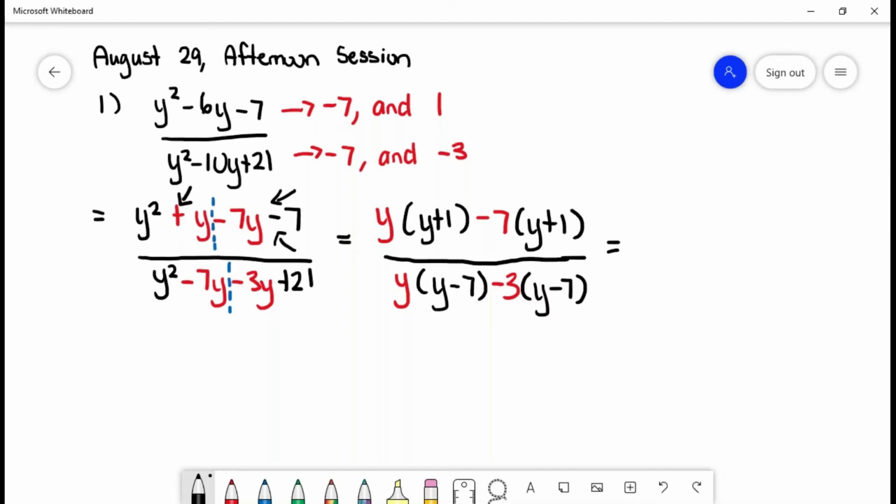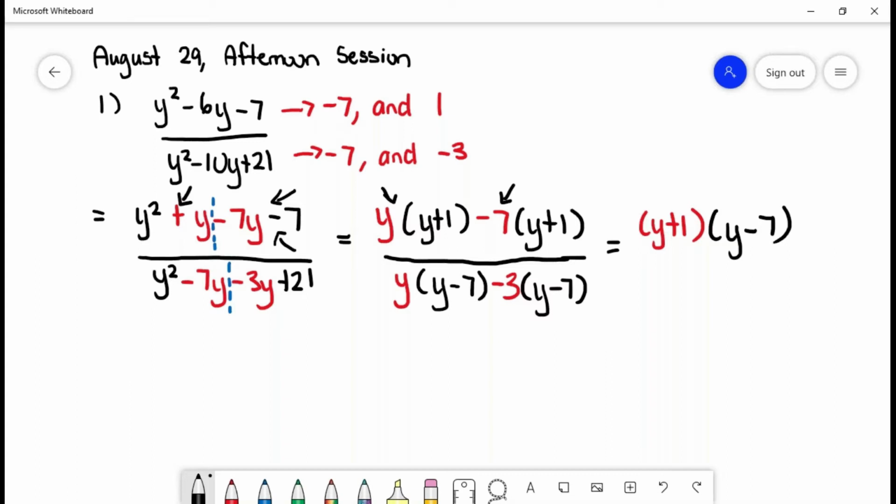Now, finally, we are just going to pay attention to what we have so far. In the numerator, we have the bracket of y plus 1 repeating twice. So that's the common bracket. We're going to write that common bracket of y plus 1, and then in another bracket, we're going to write y minus 7, because we have a y multiplying this y plus 1 bracket over here, and a -7 multiplying this y plus 1 bracket over here.